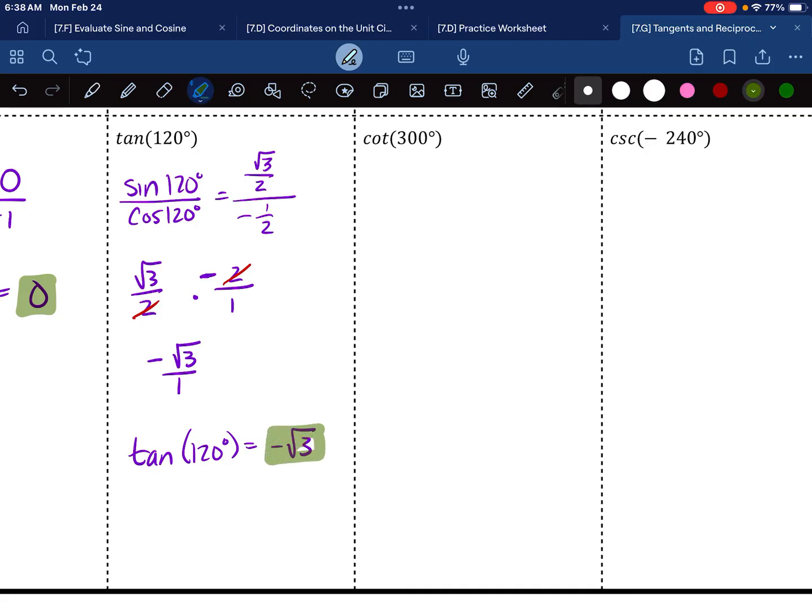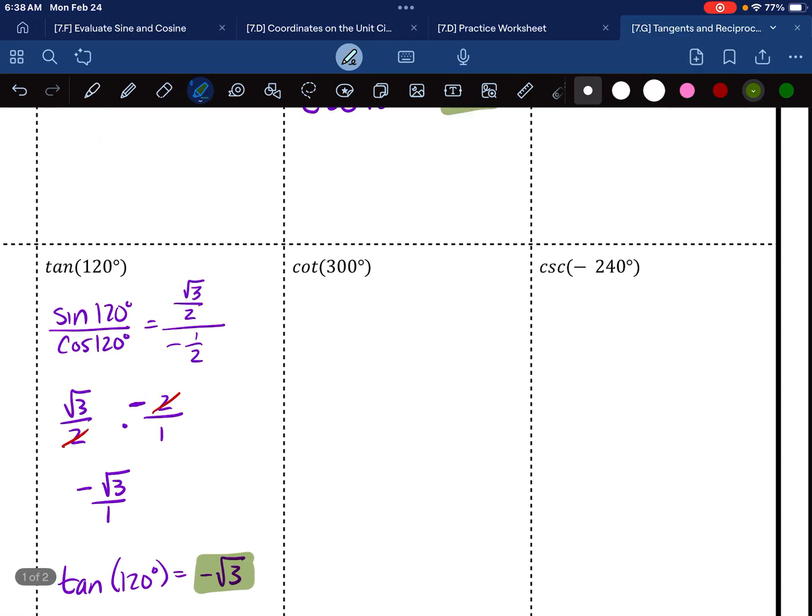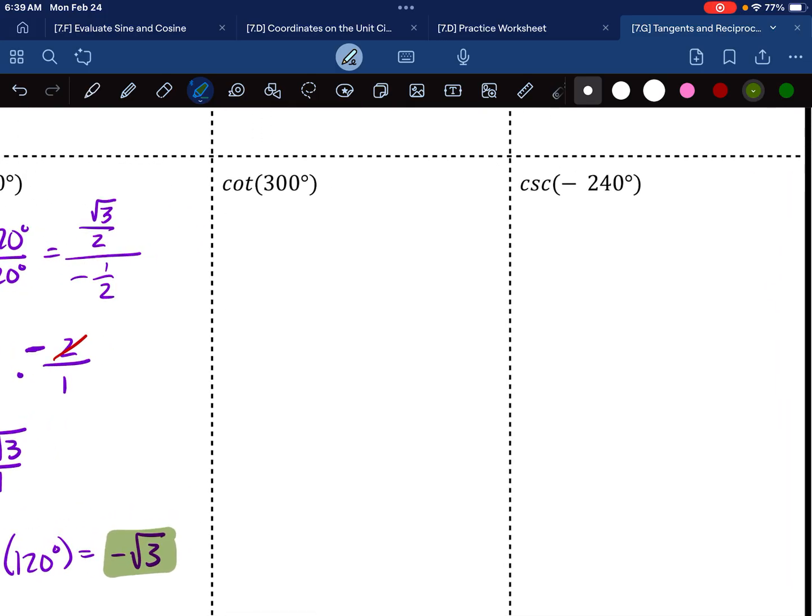So dividing the fractions can be yucky for kids. You guys get a little nervous about that, but it's not too bad. So the cotangent is the inverse of the tangent. So if the tangent is the sine divided by the cosine, if I flip that upside down, I'll get the cosine divided by the sine. Okay?